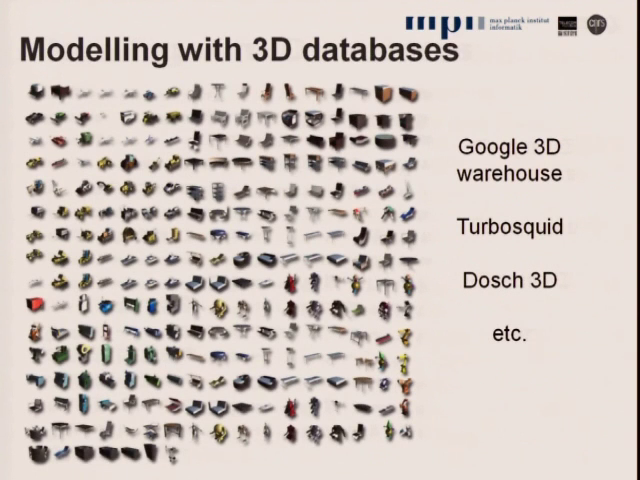I recently became interested in looking at 3D model databases as they are available on the internet. Maybe many of you have heard about Google 3D Warehouse, there's TurboSquid, there's Dosch 3D and many others. There we have these perfect 3D models modeled by designers who know how to do this. And the idea is now, can we harvest this information to provide new, easier modeling tools, maybe accessible also for novice users?